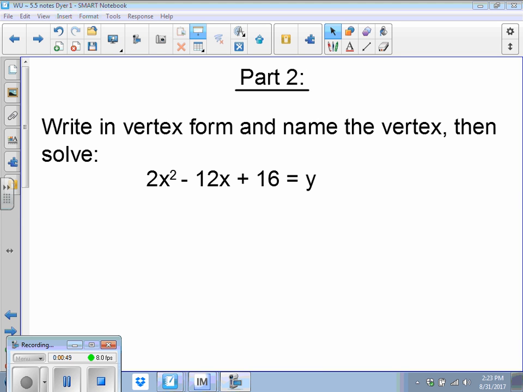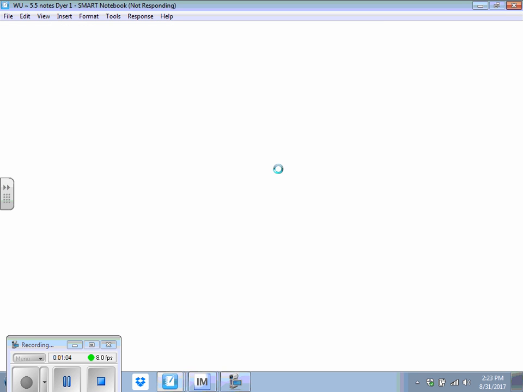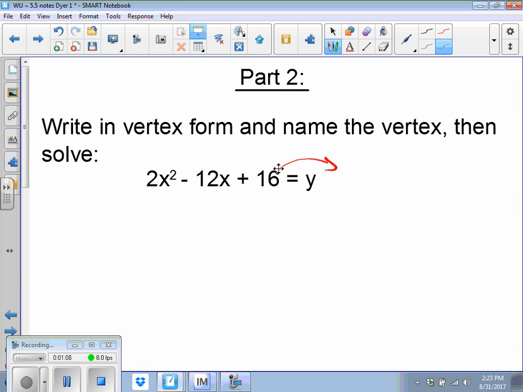But if you're not comfortable with the y being on the right-hand side, you can reverse the two sides and it's fine. But I'm going to leave it like that. So step one is take your constant and put it on the other side with y. So now we have 2x squared minus 12x equals y minus 16.